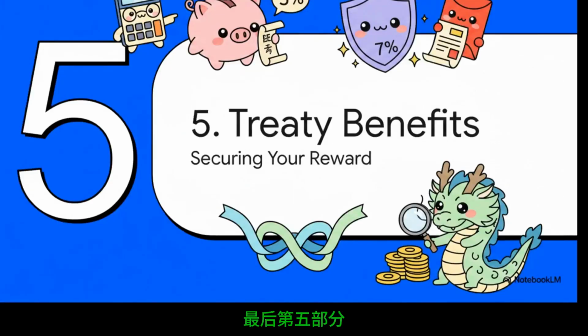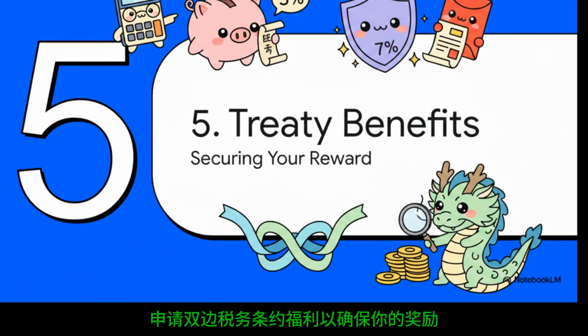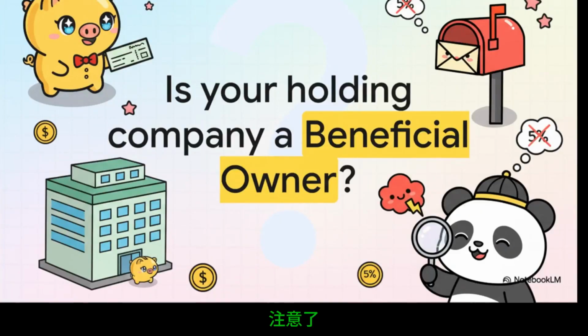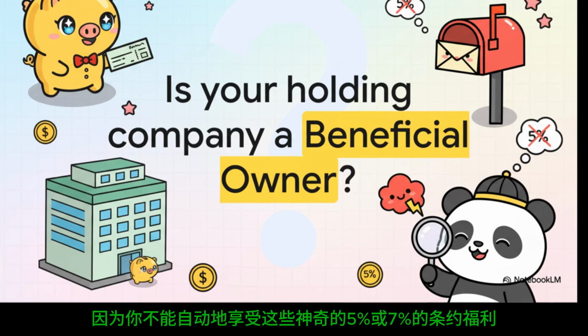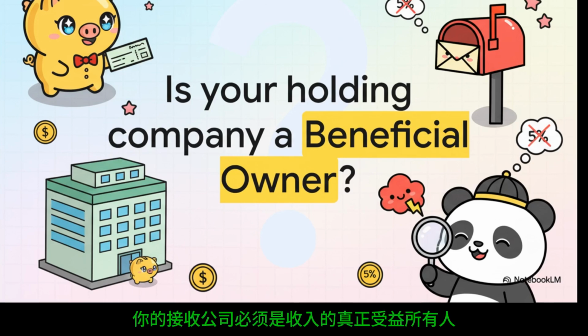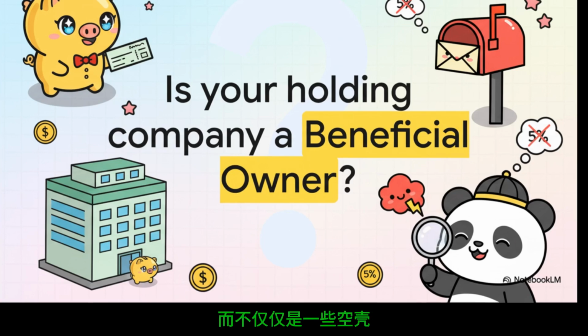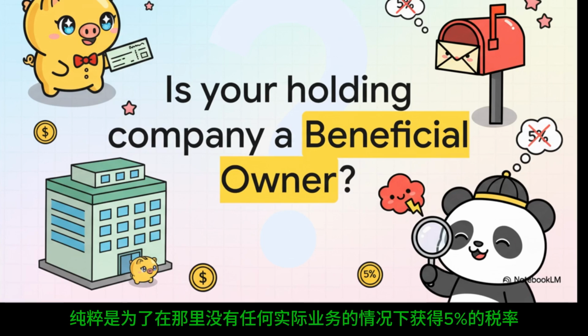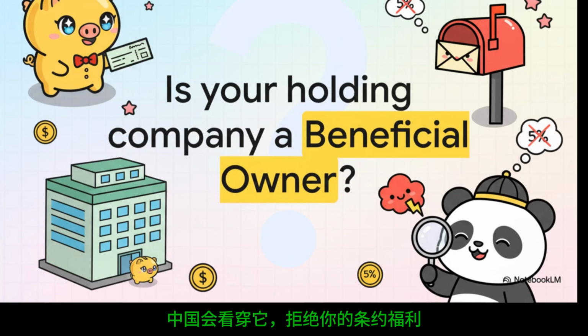Finally, Part 5, Claiming Treaty Benefits, Securing Your Reward. Now hold on, because you can't just claim these fantastic 5 or 7% treaty benefits automatically. You actually have to prove to the tax authorities that you genuinely deserve them. Under the new Bulletin 9 rules, your recipient company must be the true beneficial owner of the income and not just some empty shell. The authorities are fiercely cracking down on treaty shopping. If you set up a mailbox company purely to grab that 5% rate without having any real operations there, China is going to see right through it and deny your treaty benefit.